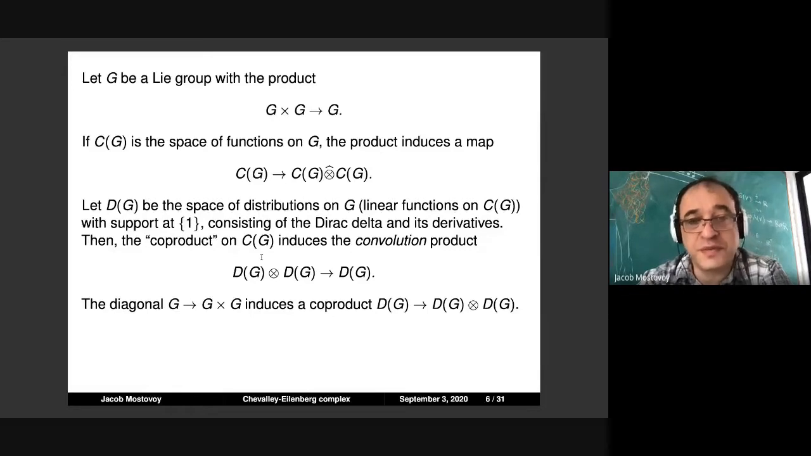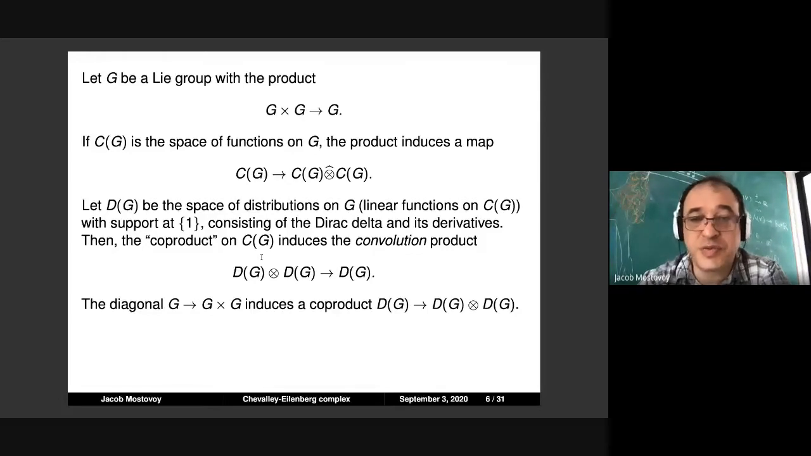Then the coproduct on functions gives us a product on these distributions. And the diagonal of the group gives a coproduct on distributions. Now, the space of distributions supported at one doesn't really depend on the product of your group at all. It is basically the symmetric algebra on the tangent space at the unit. We don't need to speak about Lie algebras here.